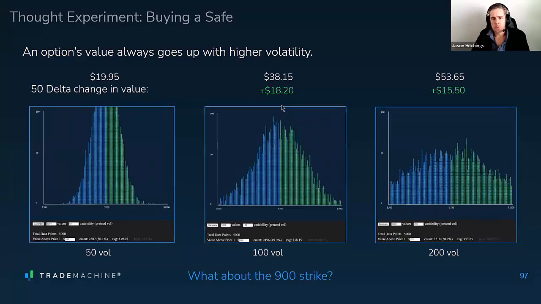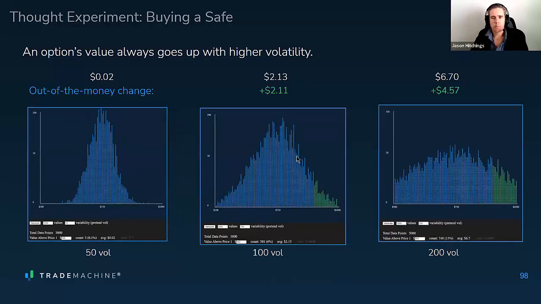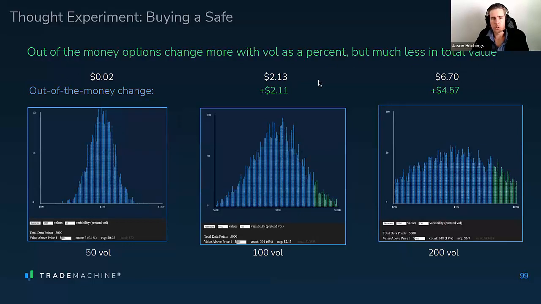But in absolute terms, that at the money option has much more time value, much more premium in it. It can capture a much wider range of movement in the stock, and so it has a lot more time value built into it. As a percentage, however, these out of the money options are very sensitive to volatility changes. It's just they're not going up by $20, they're going up by $2, but that's a huge percentage change.